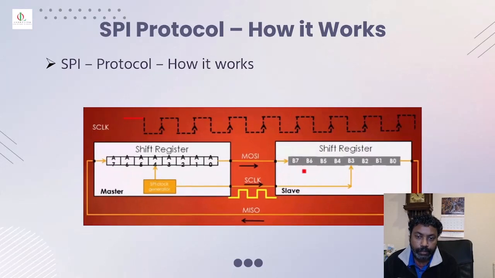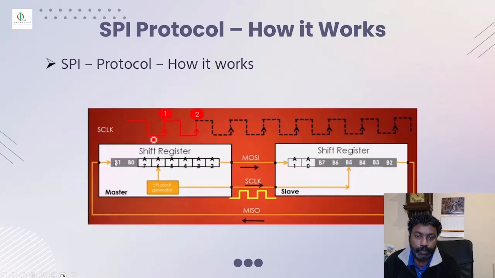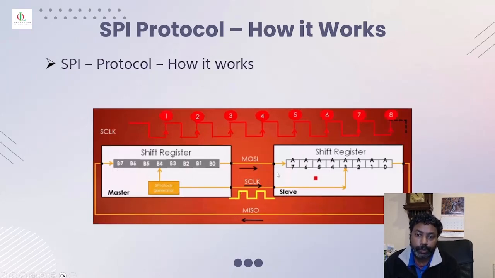So I'll go here. This is the start. Now you're transmitting A0, and watch this. B0 will come here. When A1 goes here, then B1 will come here. Likewise, when A4 goes here, then B4 will come here. So nothing is left empty or vacant. So this is the SPI protocol. This is how it works.